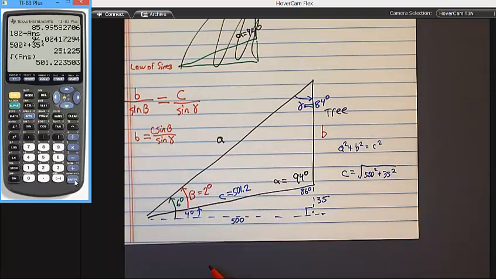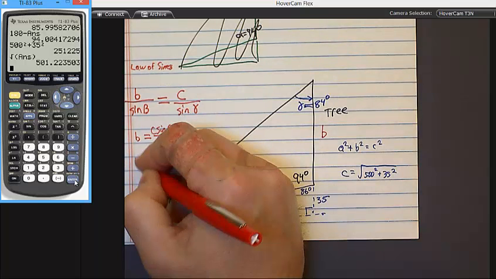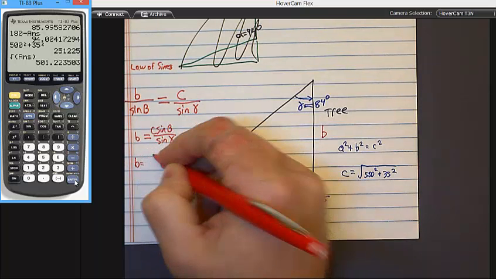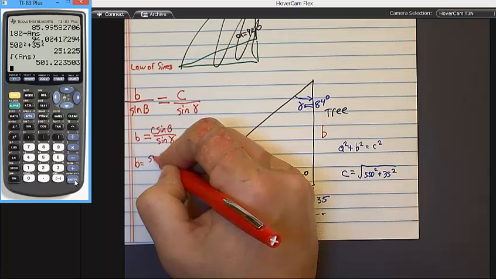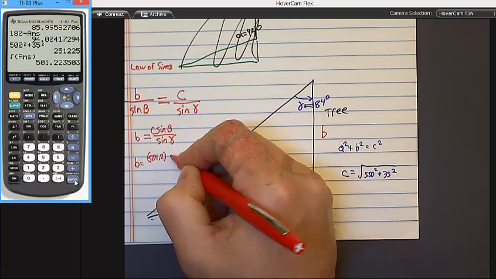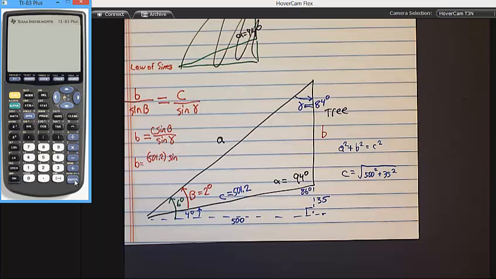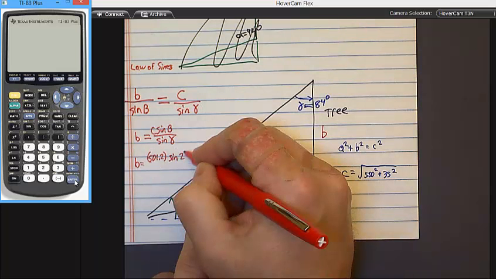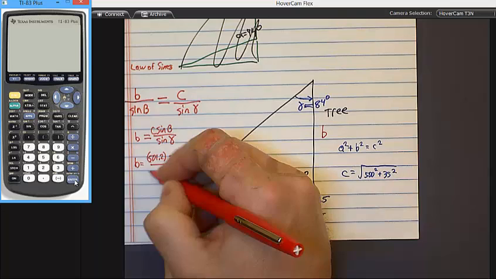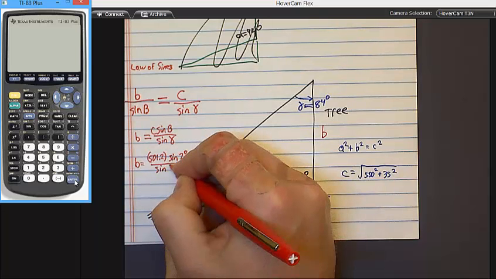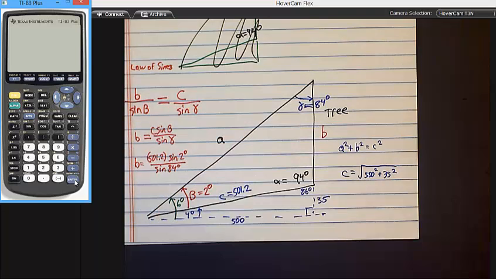So for my example, what's my c? 501.2 times the sine, what's my beta? 2 degrees, over the sine of 84 degrees. And let's see how tall the tree is. So here I go. Okay, there's my 501.2. Multiply by the sine of 2 degrees, and then divide by the sine of 84.